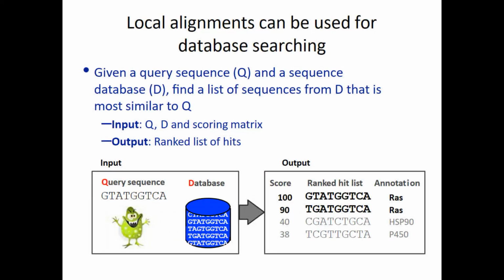Local alignment can be used for database searching. The problem can be formulated as follows. Given a query sequence Q and a sequence database D, find a list of sequences from D that are most similar to Q. The input is the query sequence, the database, and a scoring matrix based on which the alignment score can be calculated. And the output is a ranked list of hits, and the ranking is based on a certain score.